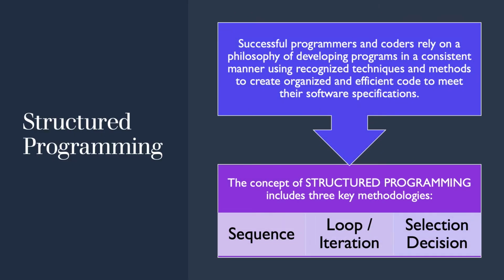Now, if you're going to be writing up some programs, you're going to need to know how to do it right. Successful programmers and coders rely on a philosophy of developing programs in a consistent manner using recognized techniques and methods to create organized and efficient code to meet the software specifications. There are 3 parts to this: 1, sequence. 2, loop iteration. And 3, selection decision.